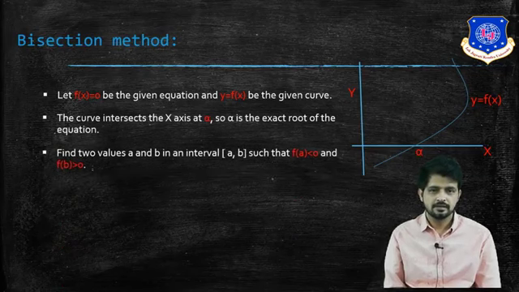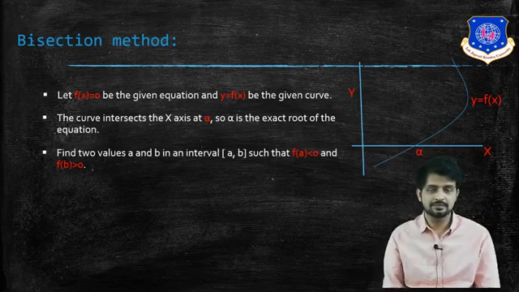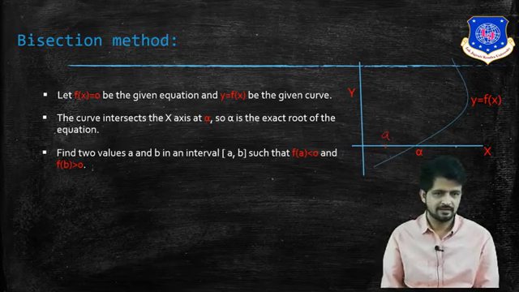Okay. Now to start this method, as I told you, we need one interval. How we can get the lower value? How we can get the two values in the interval? Let us consider two values a and b. How to select that a and b? Here I am taking a and this value I am taking as b.